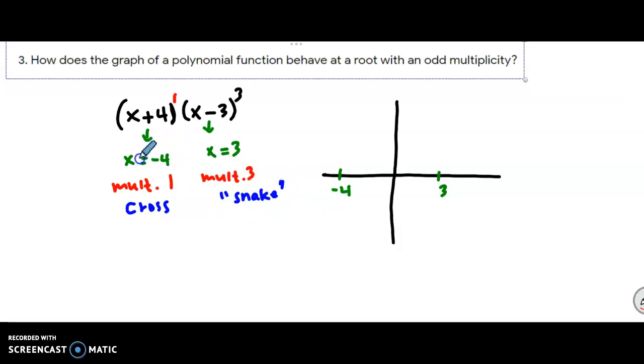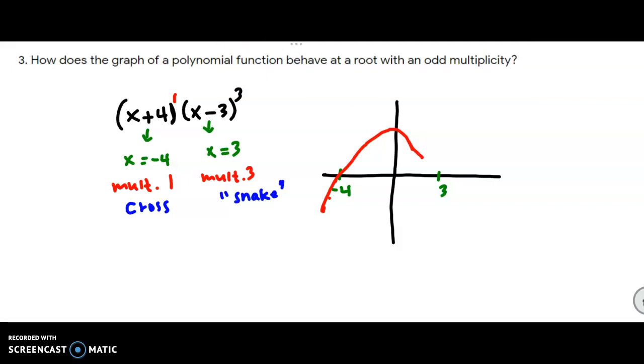Here at -4, it's a multiplicity of 1, so it just crosses straight through, right? So something like that. And then we know that, okay, it's going to have to come back down, right? Because it has to hit this 3. So at 3, it's going to come back down, but I'm going to erase this and maybe do a better one, okay?